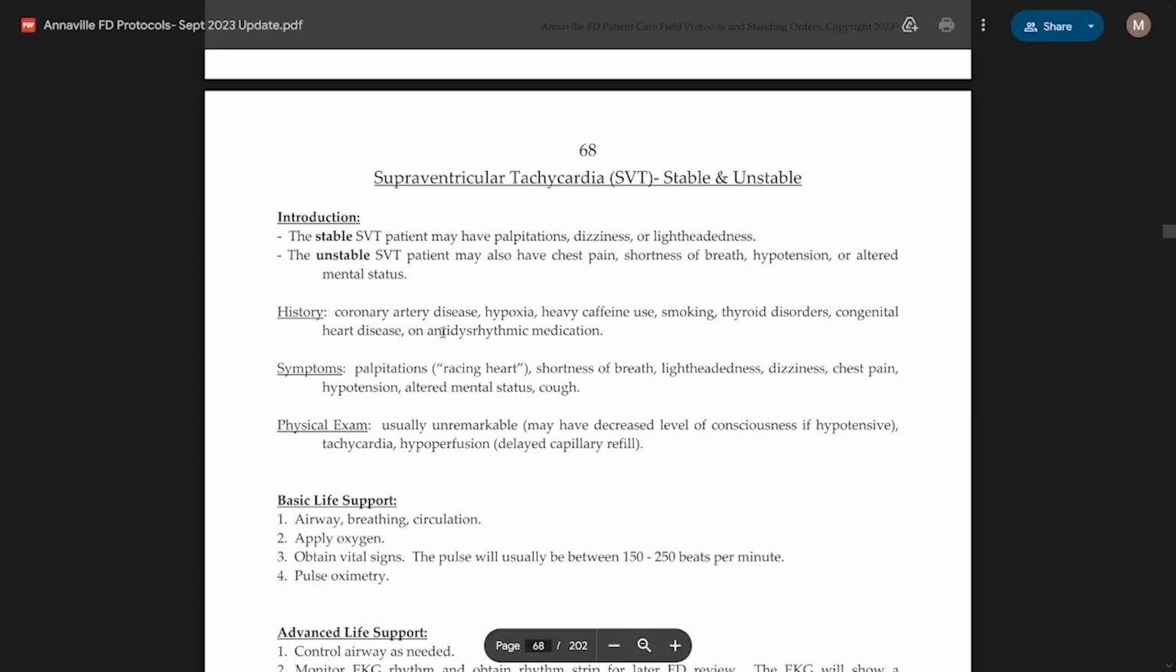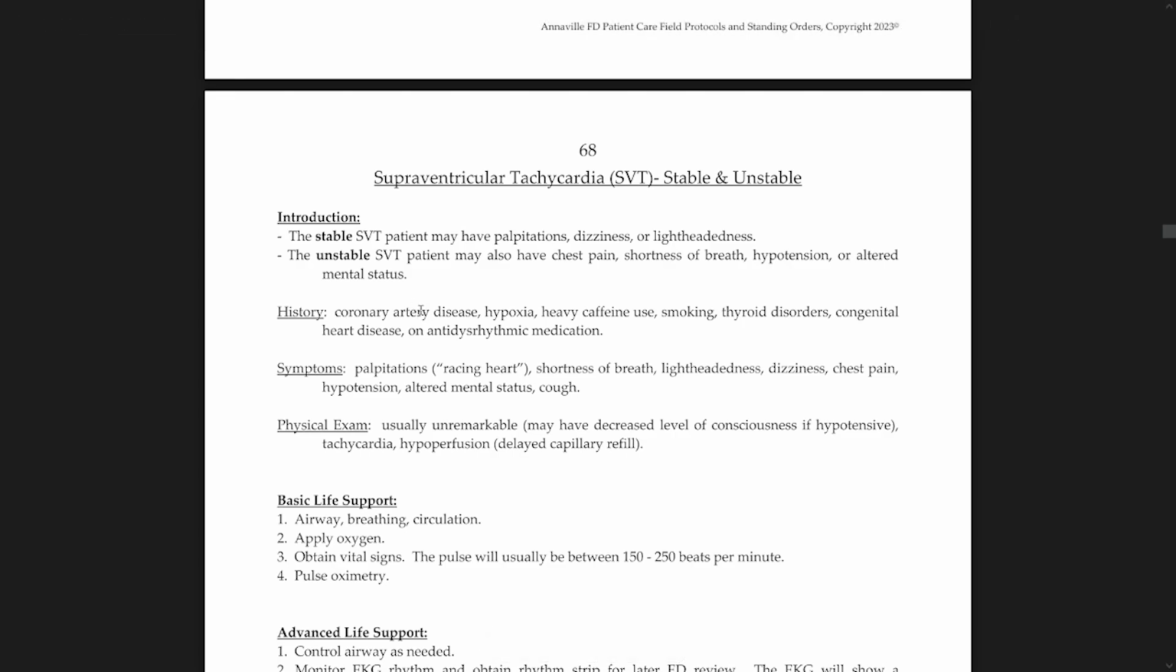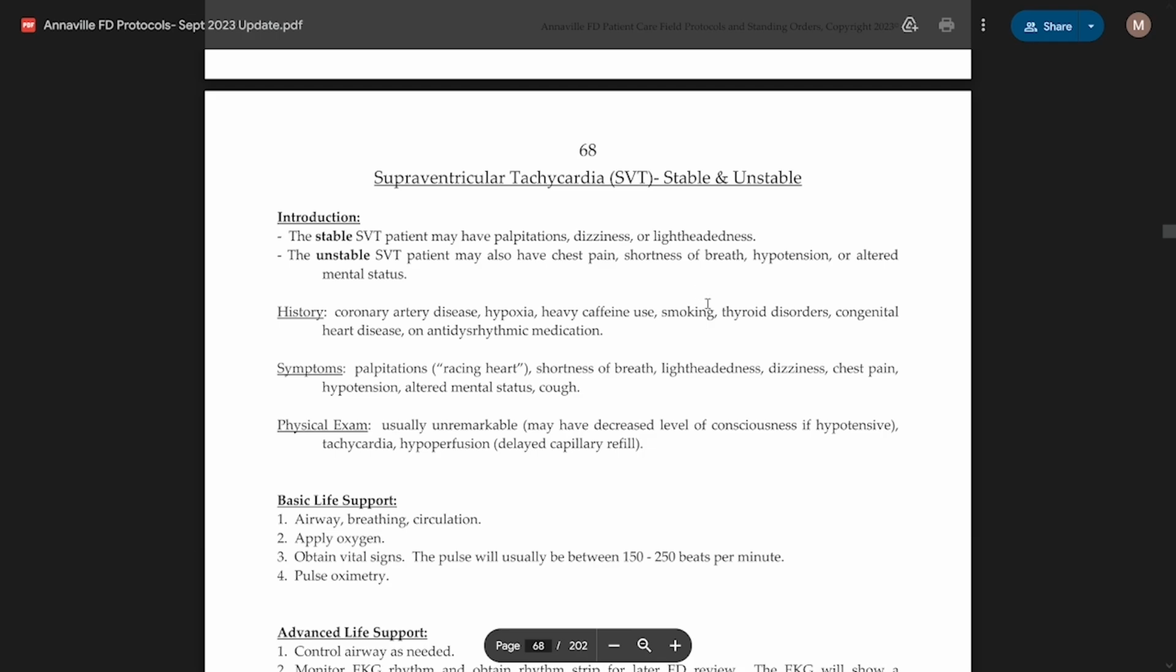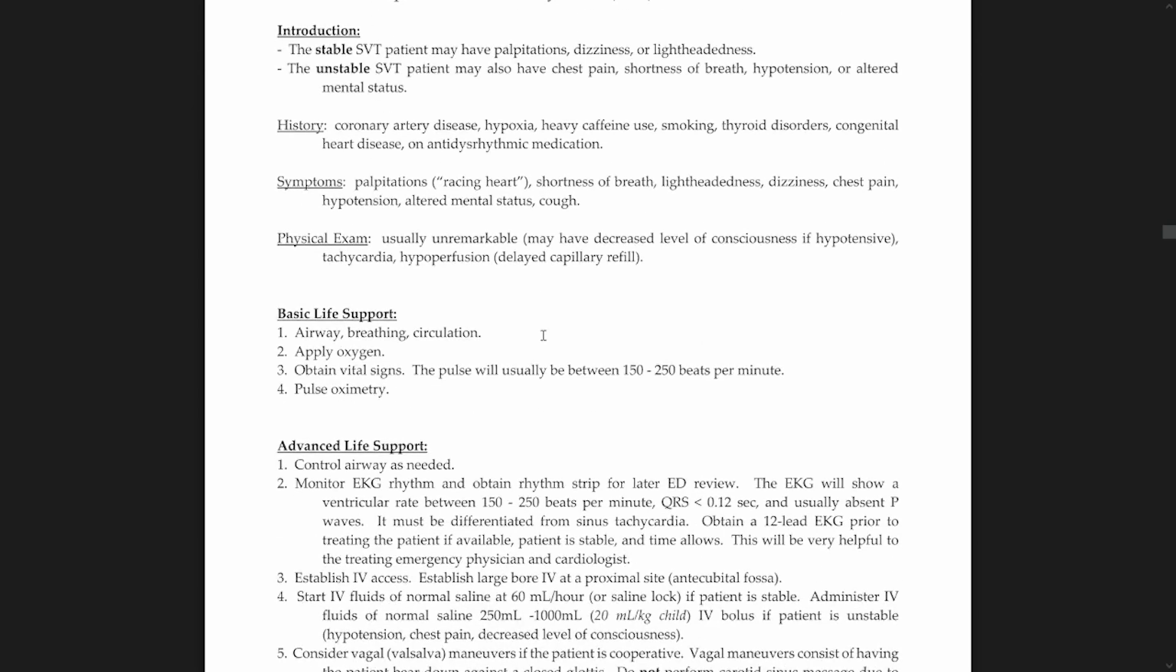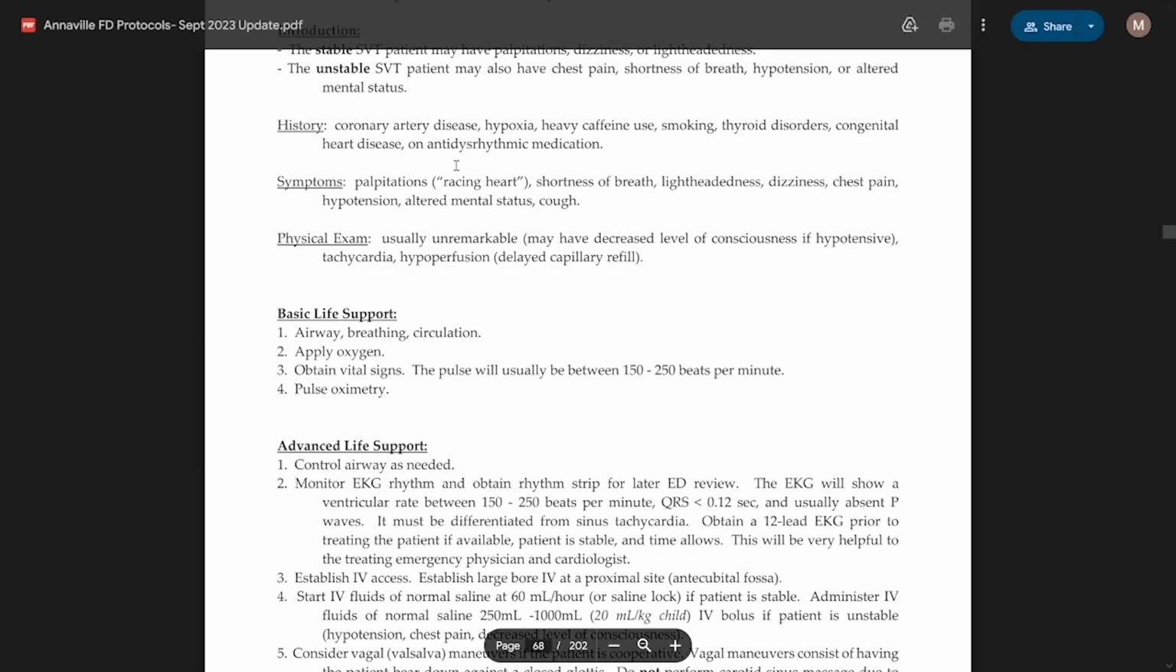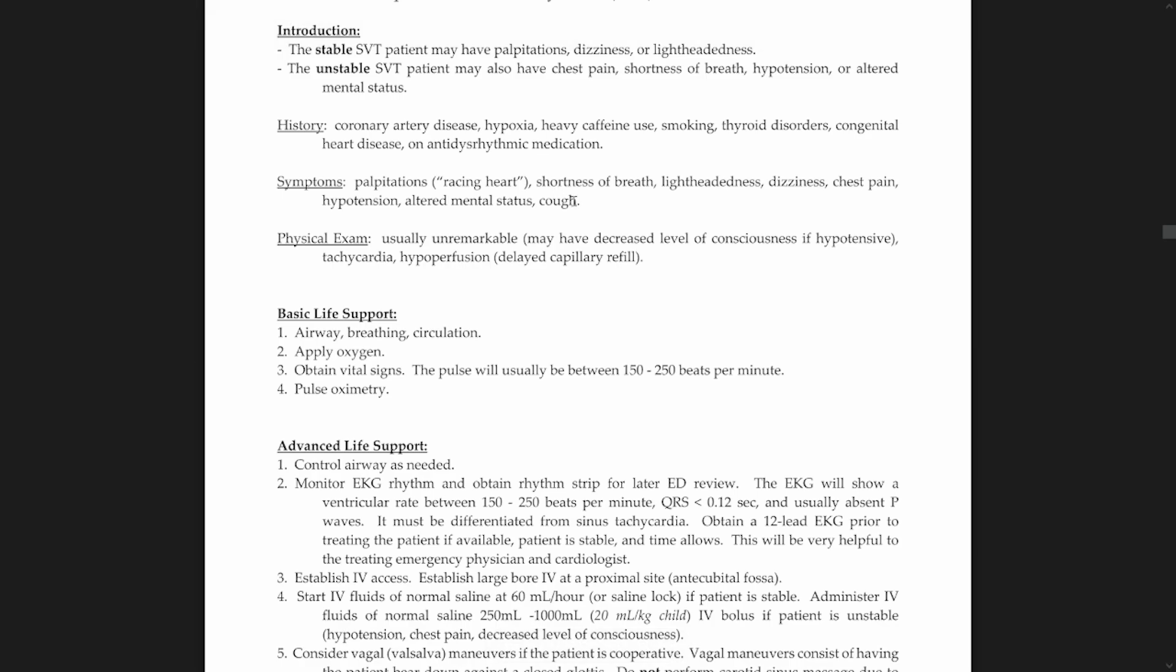For the patient's history, you want to check to see if they have any coronary artery disease, hypoxia, heavy caffeine use, smoking, thyroid disorders, congenital heart diseases, and if they're on any antidysrhythmic medications. You want to check for symptoms like palpitations or a racing heart, shortness of breath, lightheadedness, dizziness, chest pain, hypotension, an altered mental status, and a cough.